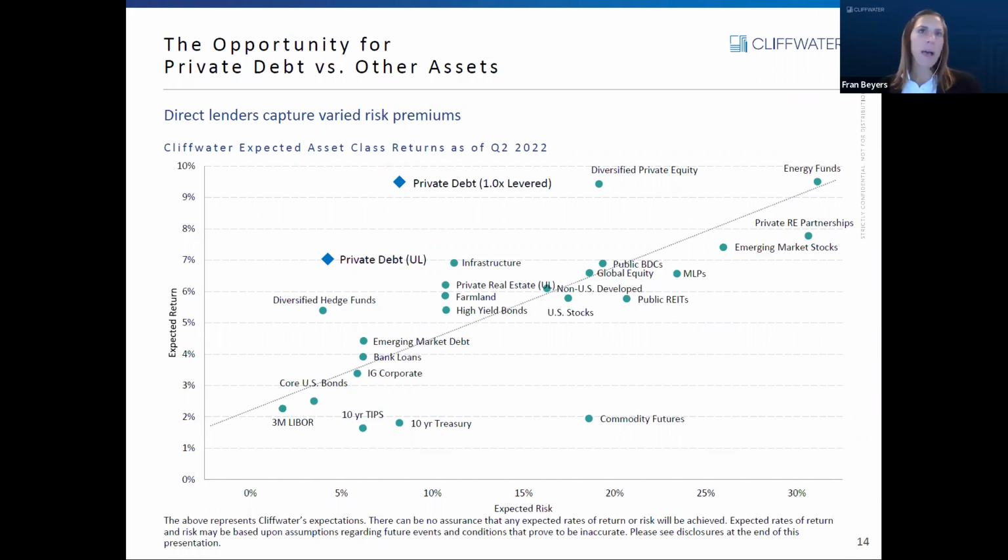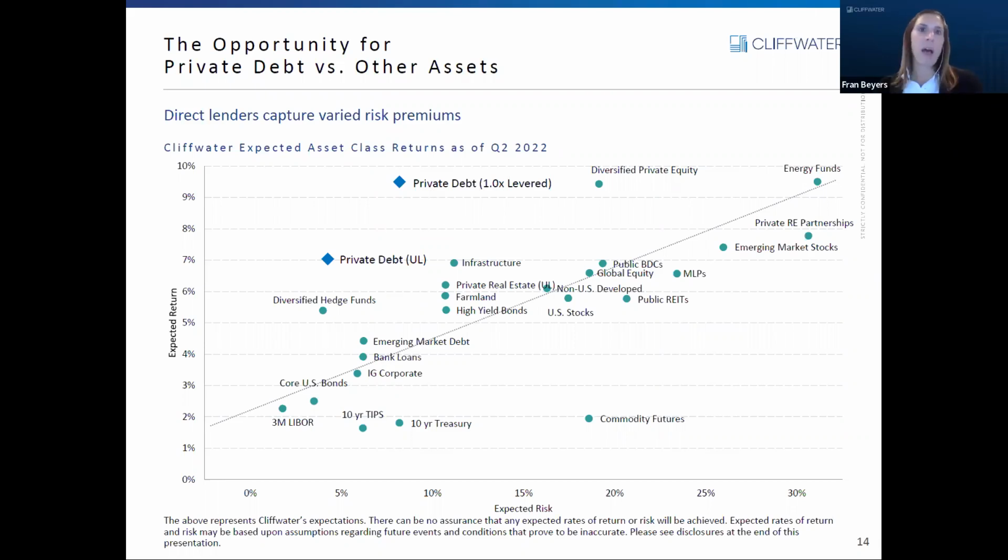Now, to keep this all balanced, of course, private debt has a few drawbacks relative to some of these other asset classes, and that's liquidity. Investors in the asset class are signing up for a longer term hold. These assets are illiquid in nature. It doesn't offer investors the ability to move in and out.